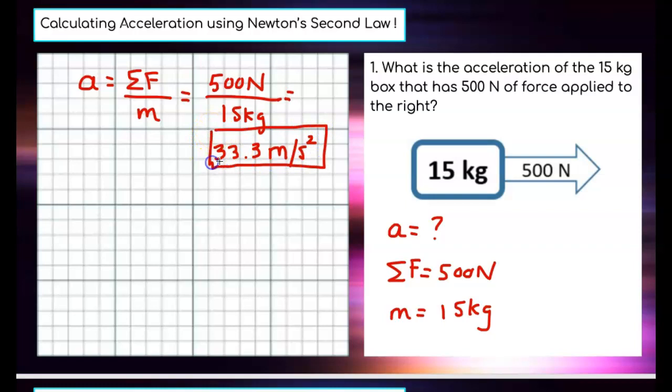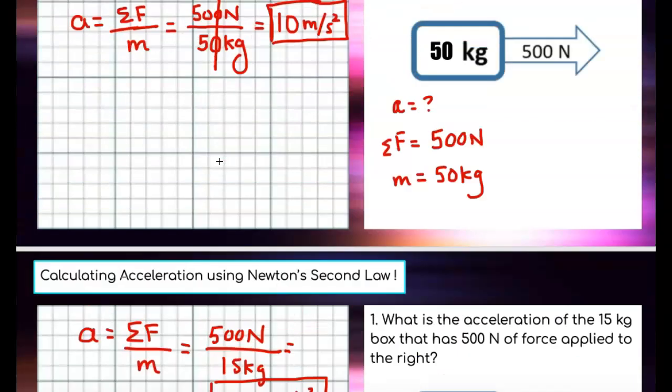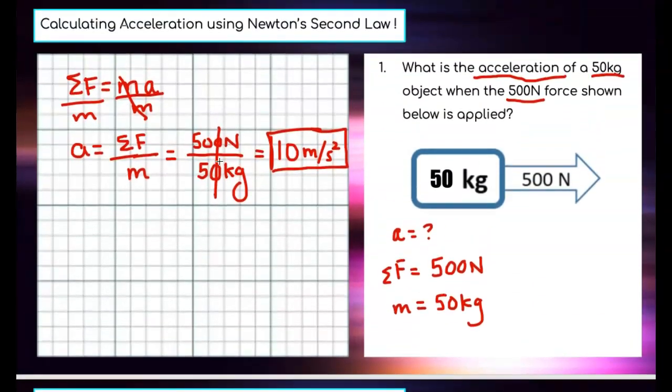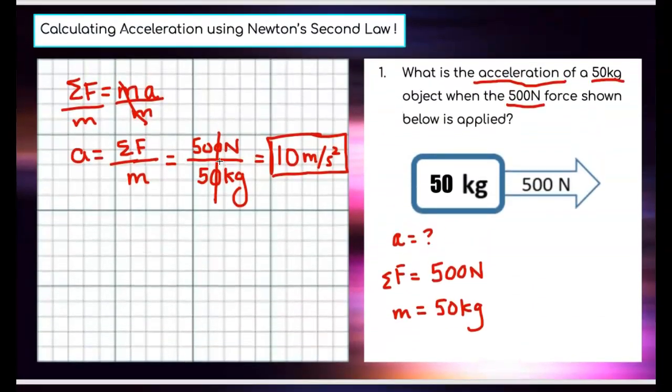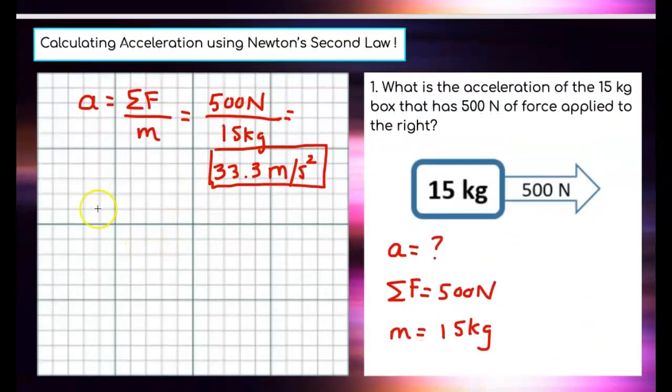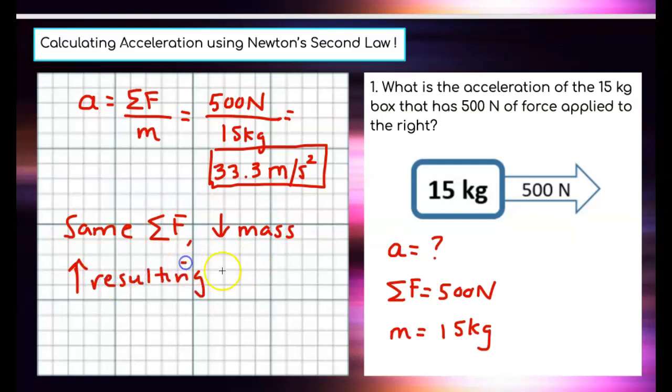So what did you predict when you paused the video of what the resulting acceleration would be of the 15 kilogram box compared to the 50 kilogram box? Hopefully you were able to say that because this box is experiencing the same net force, but has a lesser mass, we can see a much higher resulting acceleration, completely supporting what we know of Newton's second law.